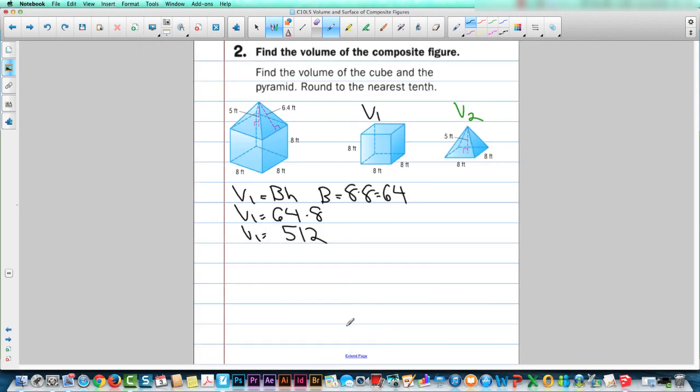Now we're ready to find the volume of the pyramid. We'll call that V2. The volume formula for the pyramid is different. It's 1/3 BH.